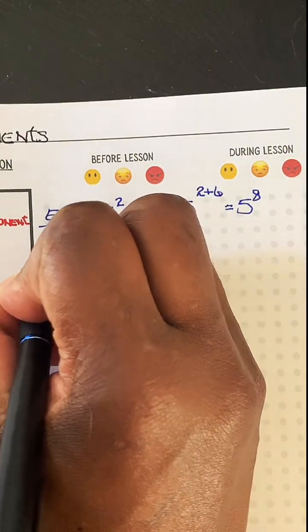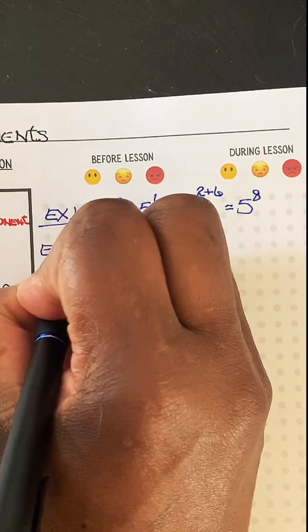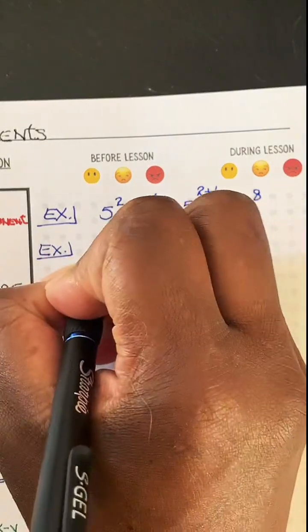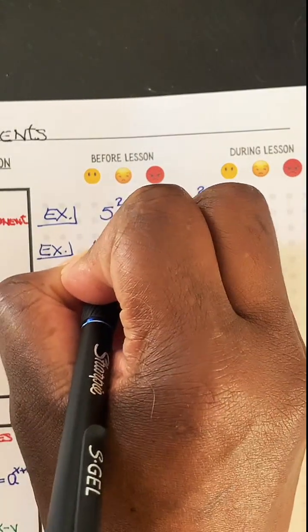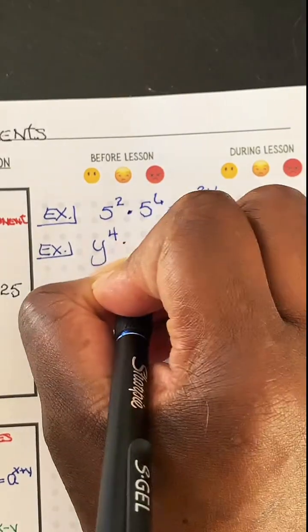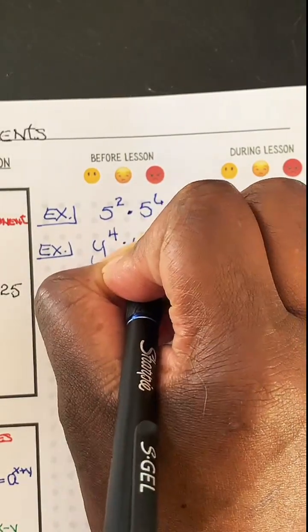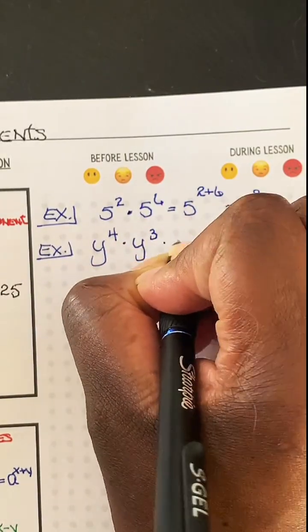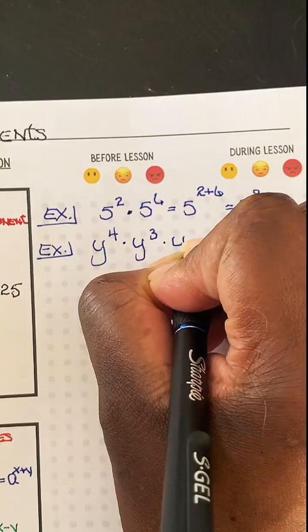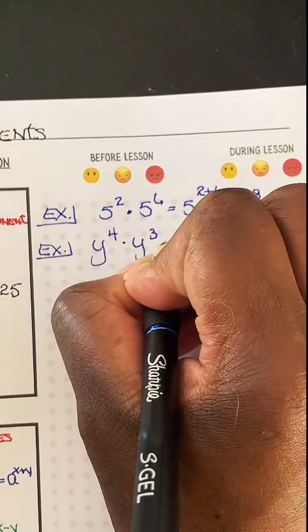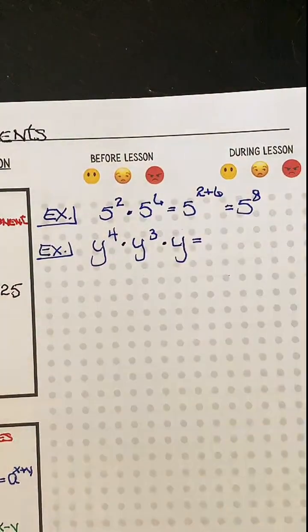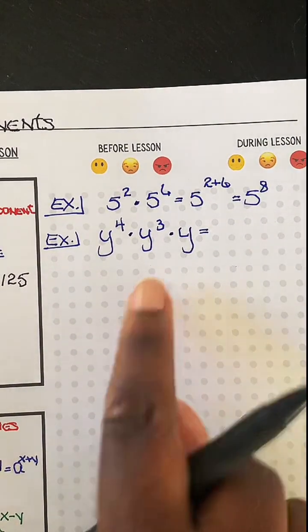So let's try this one. We have y to the 4th times y to the 3rd times y. Okay, what's my answer?